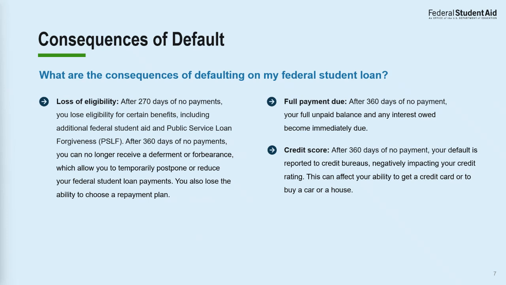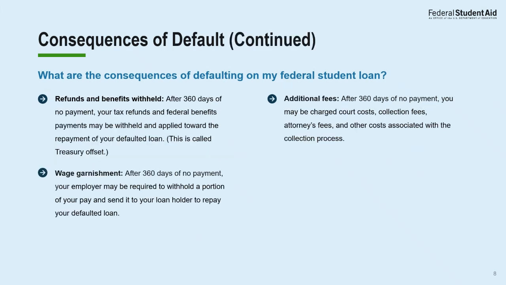Also, very important things to note: at 360 days, your full unpaid balance will become due, and any interest that's owed becomes due immediately. So instead of you having to owe what was past due, now the full unpaid balance will then be due. And also, the reporting of your credit score or the impact on your credit rating will be impacted as well.